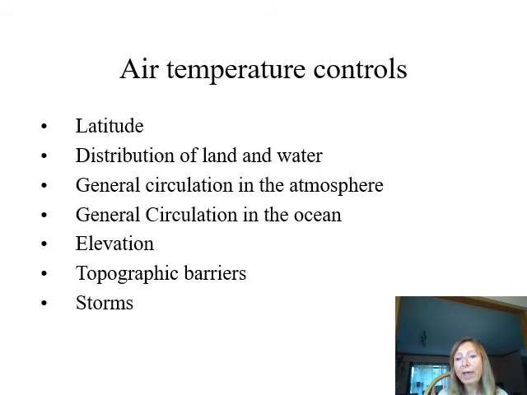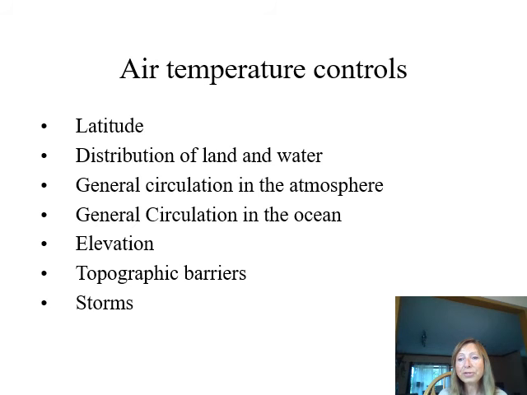The distribution of land and water is another very important factor if you compare the temperature at the same latitude, but in the area close to the ocean and inside of the continent. You probably would see a very different picture if you compare, let's say, the temperatures on the coast of Florida and in Arizona. They would be quite different during different seasons because of the proximity of the ocean.